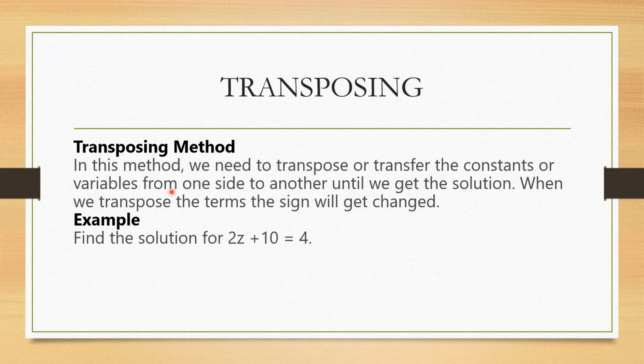Transposing method. In this method, we need to transpose or transfer the constants or variables from one side to another until we get the solution. When we transpose the terms, the sign will get changed. Example, find the solution for 2z plus 10 equals 4. 2z equals 4, 10 we will transfer to the other side. 2z equals minus 6, z equals minus 3.